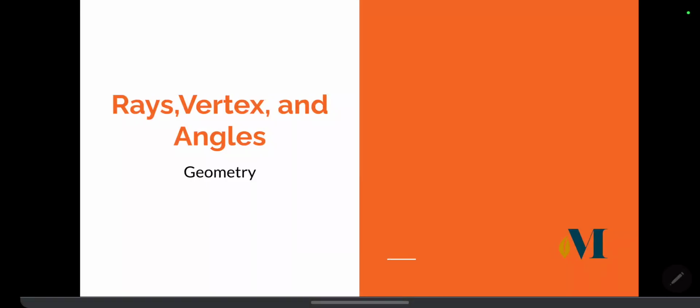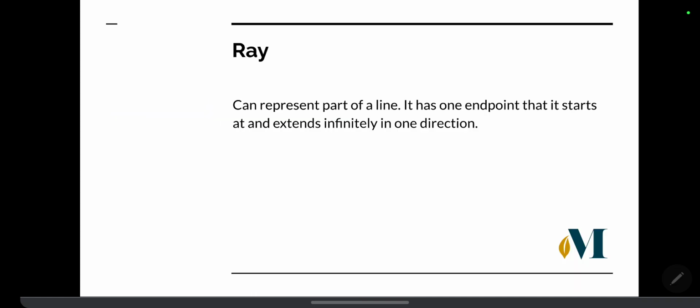So today we're going to talk about rays, vertex, and angles. So let's get to it. All right, a ray can be represented as part of a line that has one endpoint, okay, that starts at the end and extends infinitely in the other direction.